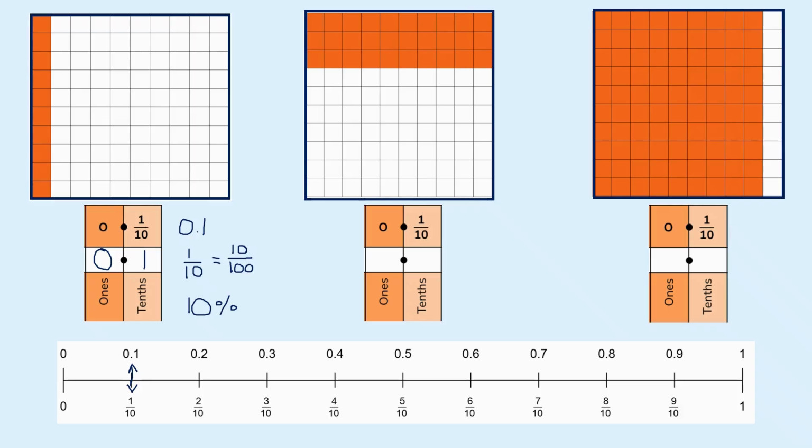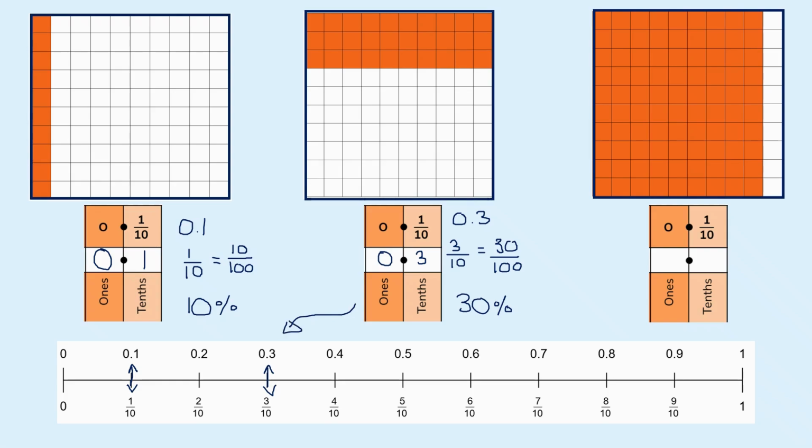Moving on to the next diagram, I've got 3 rows shaded, so that's no full grids but 3/10. So I would say that's 0.3, or I could say I've got 3 out of 10 rows shaded, or if I was to count all the single squares, I've got 30 shaded out of 100, and because percent means out of 100, that is then going to be 30%. And 3/10 or 0.3 is represented on the number line just here.